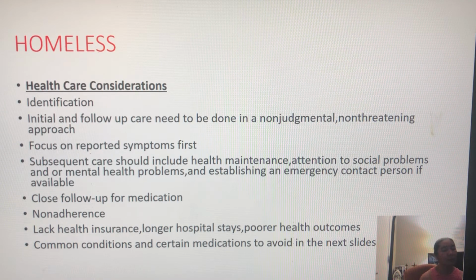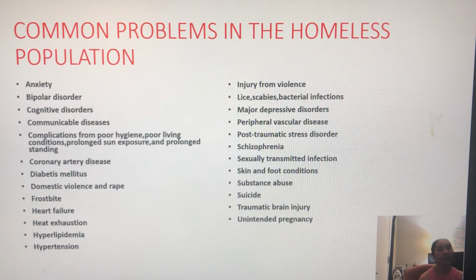Common conditions in the homeless population include anxiety, bipolar disorder, cognitive disorders, communicable diseases, complications from poor hygiene, poor living conditions, prolonged sun exposure, and prolonged standing, coronary artery disease, diabetes mellitus, domestic violence and rape, frostbite, heart failure, heat exhaustion, hyperlipidemia, hypertension, injury from violence, lice, scabies, bacterial infections, major depressive disorders, peripheral vascular disease, post-traumatic stress disorder, schizophrenia, sexually transmitted infection, skin and foot conditions, substance abuse, suicide, traumatic brain injury, unintended pregnancy.